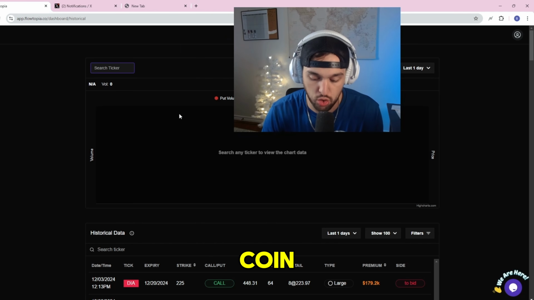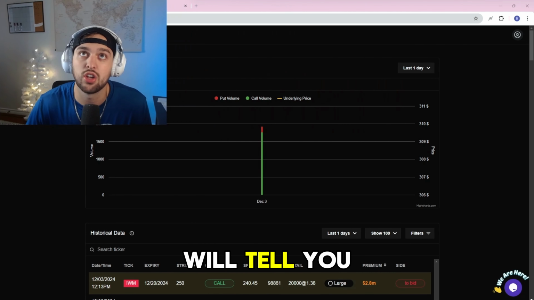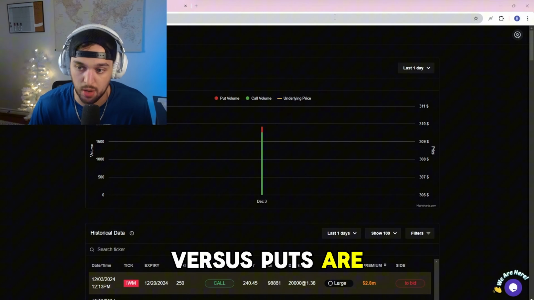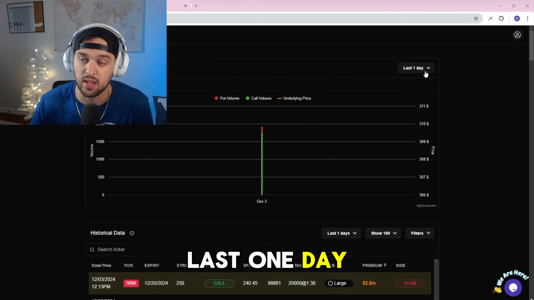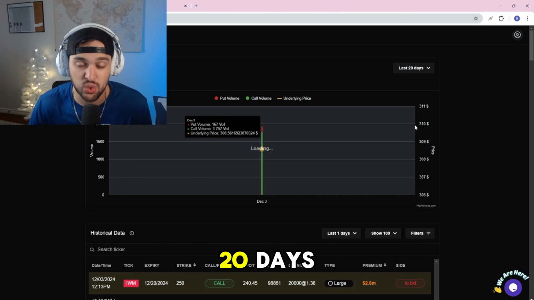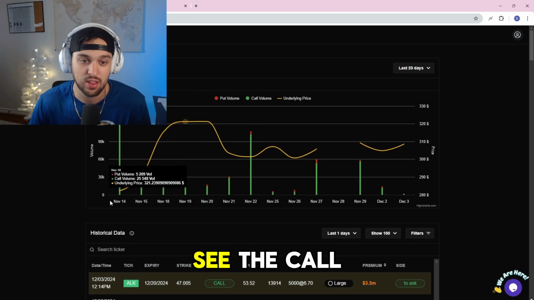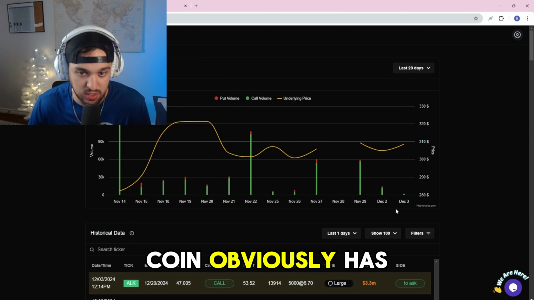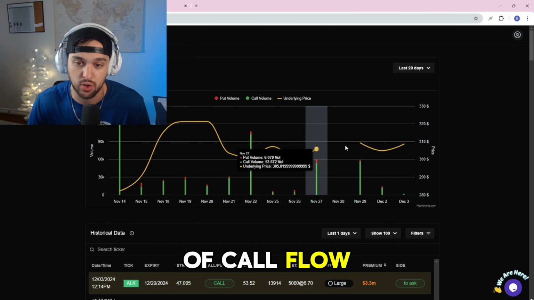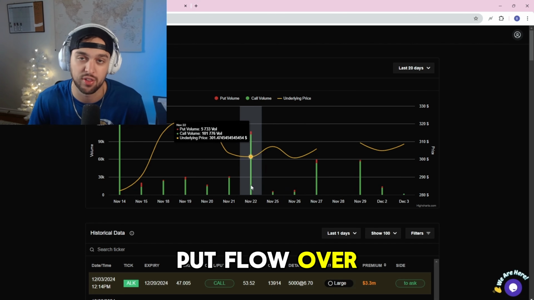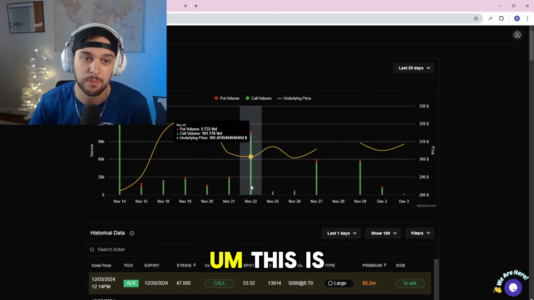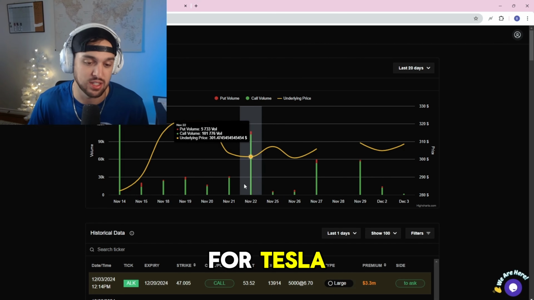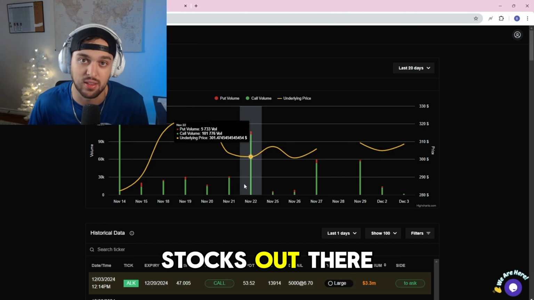Let's just do COIN. And this chart will tell you how many calls versus puts are coming in just for today. You can do last 1 day, it's up here. And then you can do last 20 days. And you can see the call versus put flow. COIN obviously has had a lot of call flow coming in, way more than put flow over the last 20 days. This is just one example. You can do it for Tesla, you can do it for NVIDIA, you can do all the stocks out there.